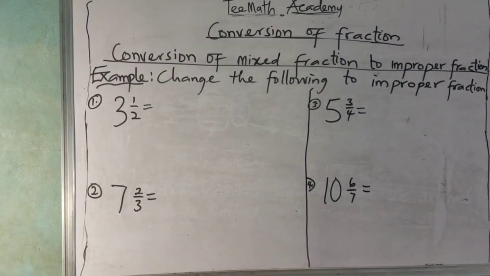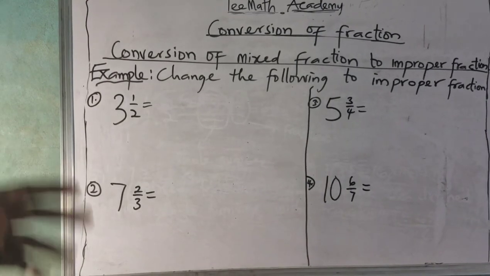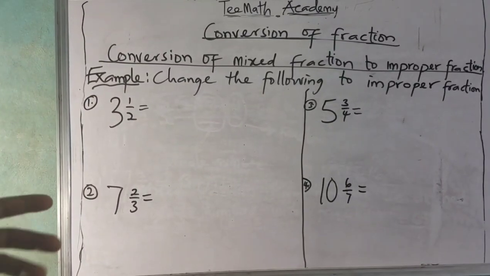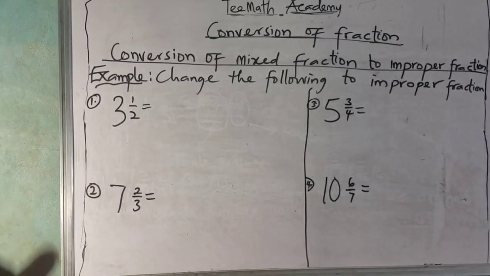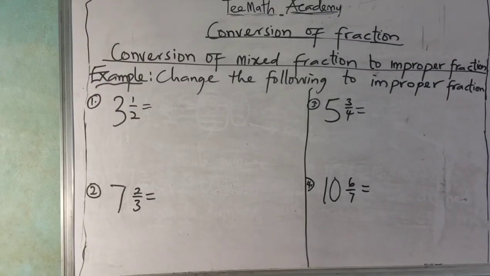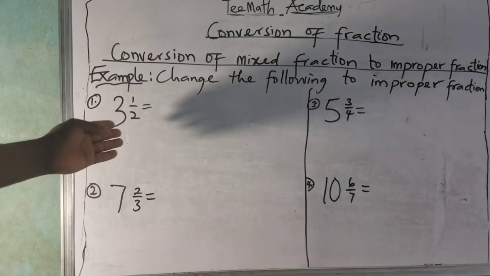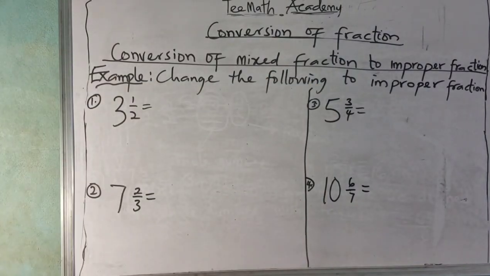Alright. Earlier we looked at conversion of improper to mixed fraction. But now we want to look at conversion of mixed back to improper fraction. Now, example, change the following to improper fraction. These are mixed fractions, so we want to change them to an improper fraction. So how do we change this to an improper fraction?